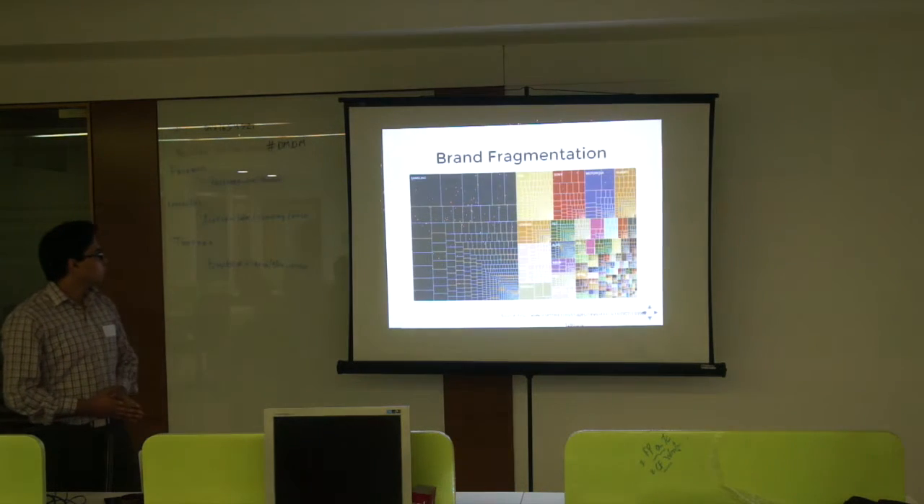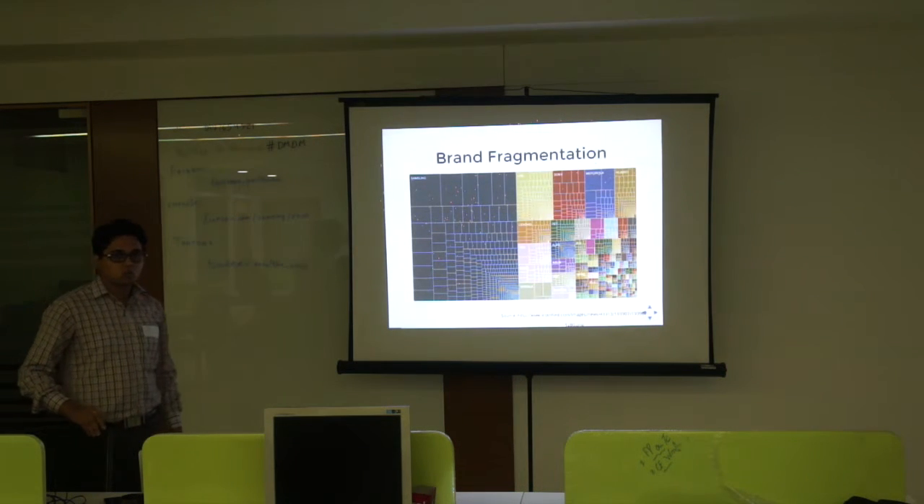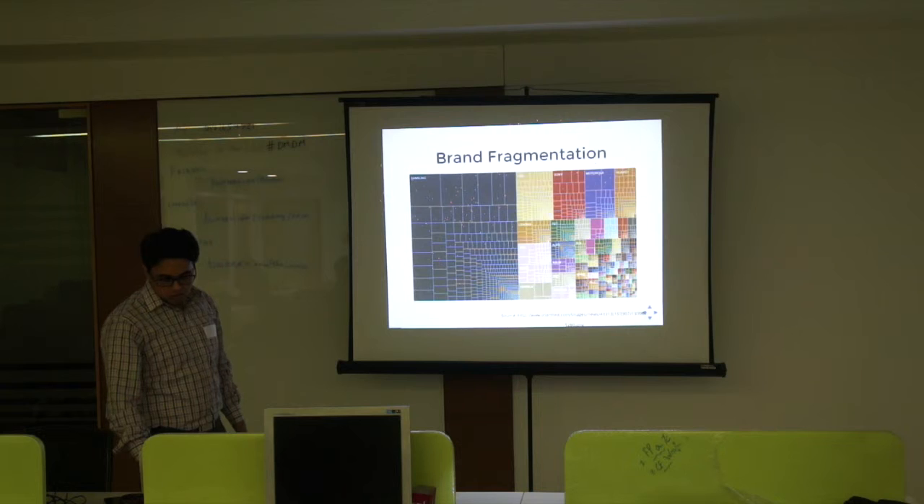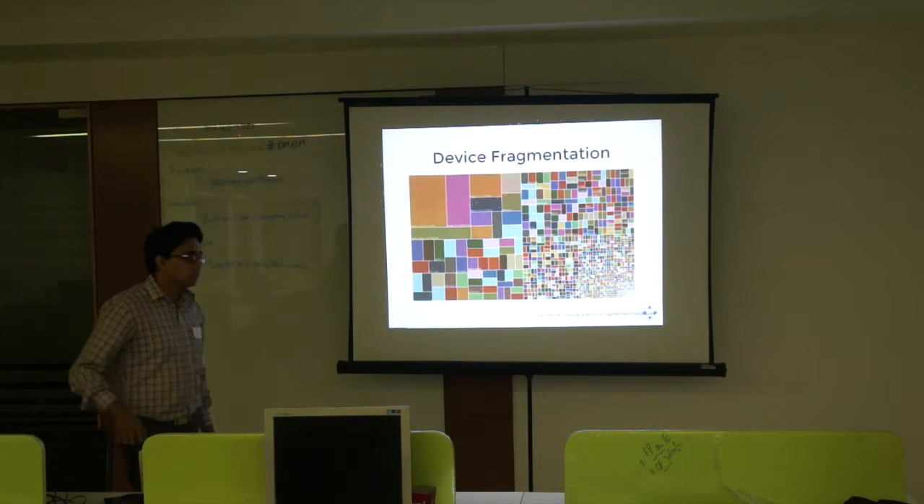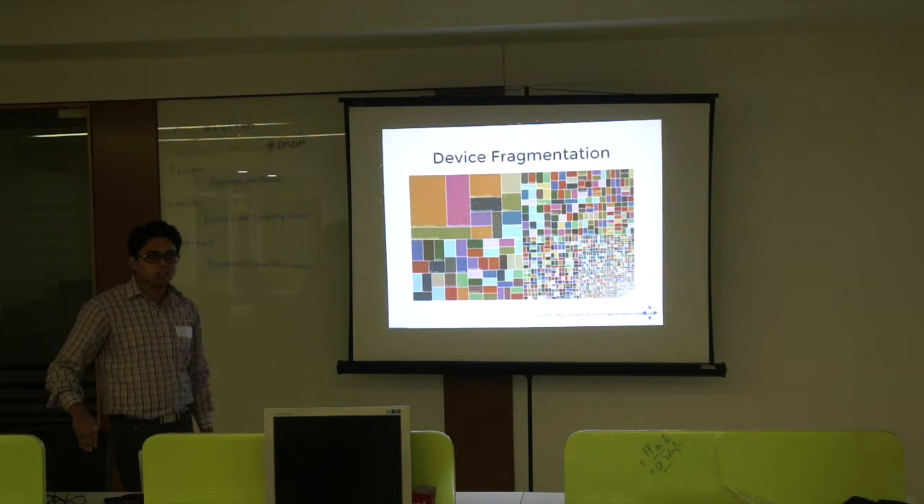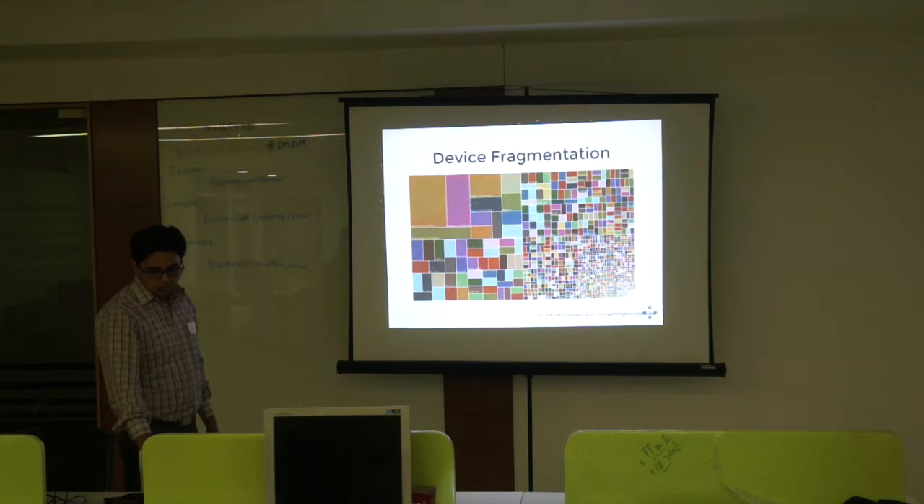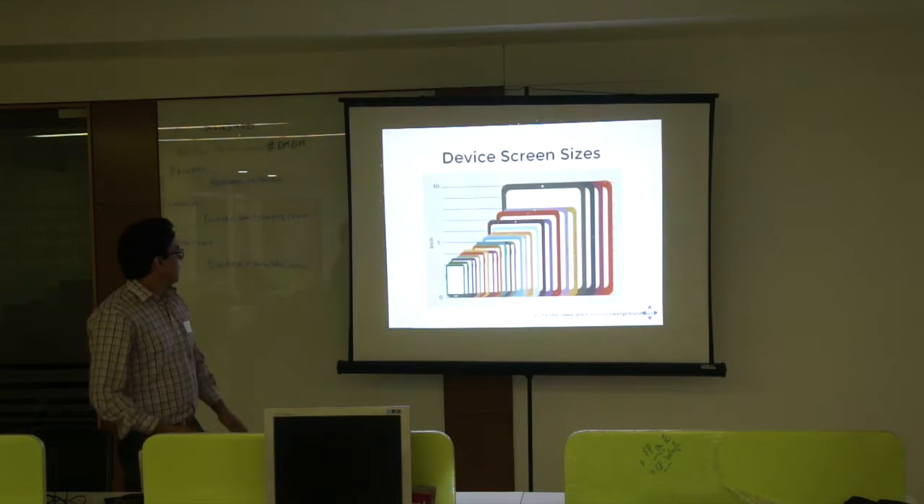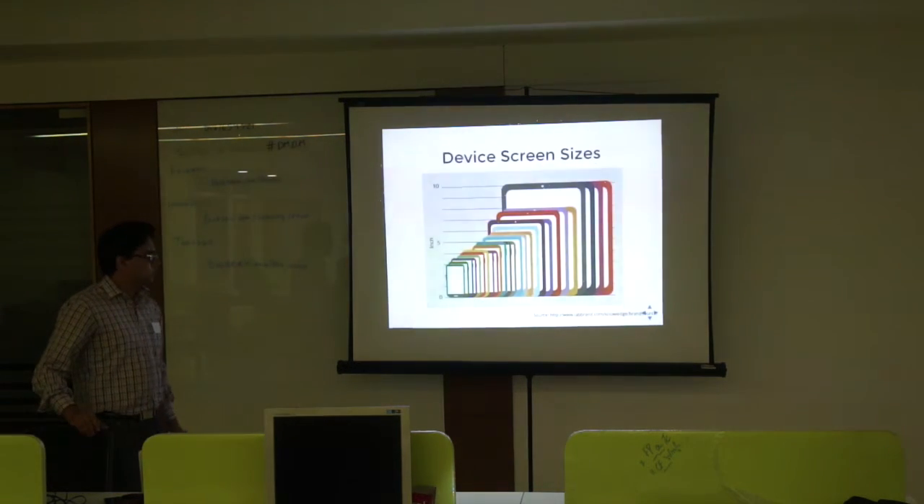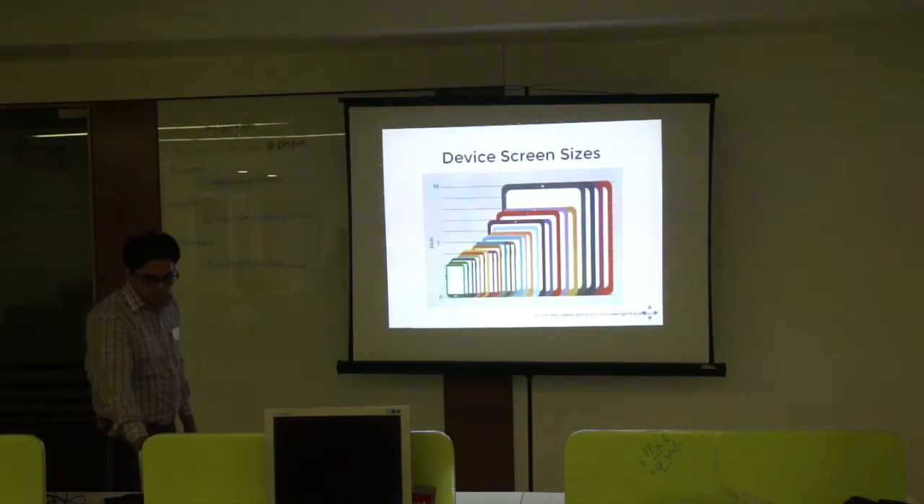Basically, there are more than 1,000 device manufacturers who manufacture devices for Android. There are more than 18,000 distinct devices available in the market. 18,000, it's a huge number. The screen sizes of Android phones vary from 2.6 inch up to 6.3 inch.